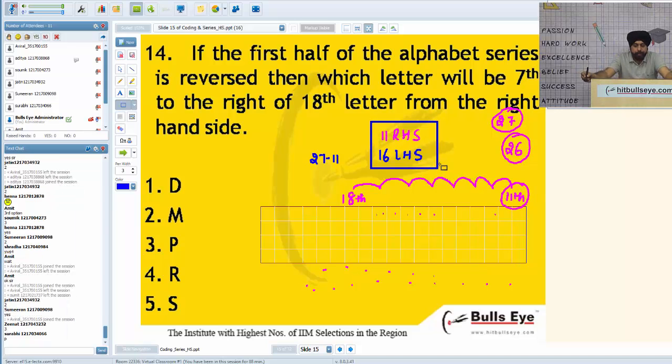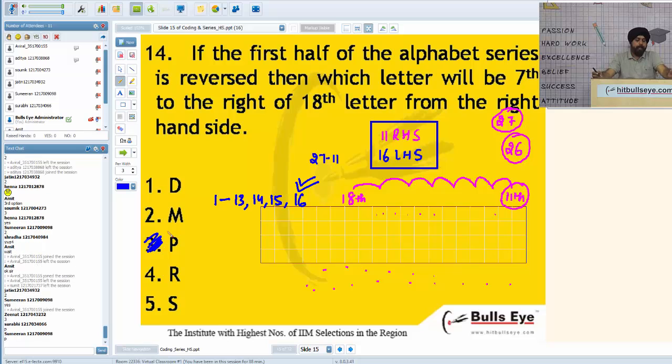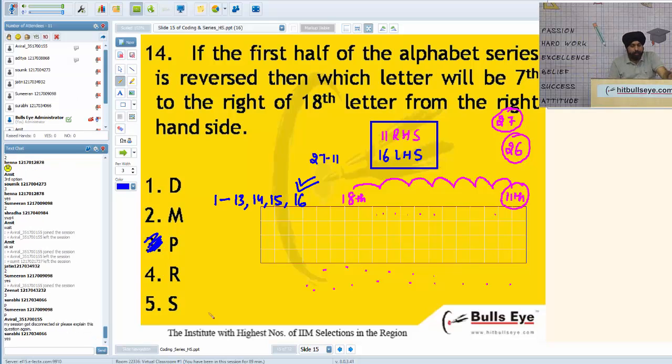Right? Now 16 from the left hand side, students, but mind it, the first half of the alphabetic series is reversed. But per chance the question becomes simple because first half will only involve the letters from 1 to 13. So that means after 13 all the other letters will appear in their usual sequence. Now which letter appears at position number 16? It is letter P, so that will remain at position number 16.